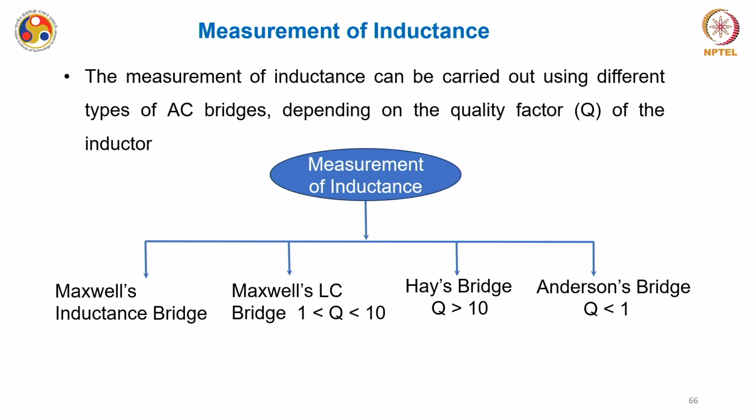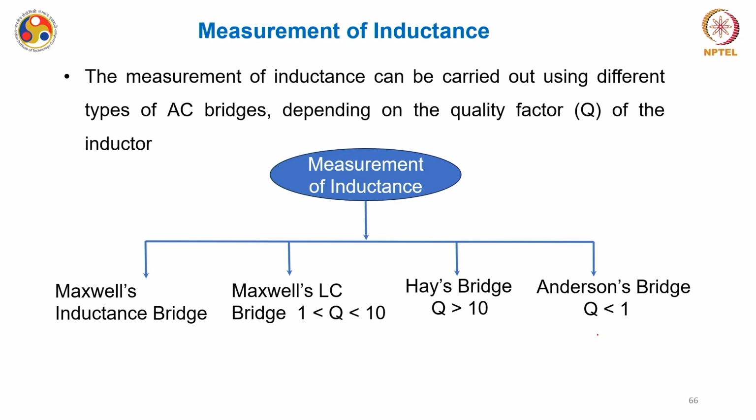Now, the measurement of inductance can be carried out using different types of AC bridges. What type of AC bridge we use will depend on the quality factor of the inductor under measurement. So, you have Maxwell's inductance bridge, Maxwell's LC bridge, Hay's bridge, Anderson's bridge and so on. If the quality factor is less than 1, usually the Anderson's bridge is preferred, and if it is greater than 10, the Hay's bridge is what we utilize to measure the inductor.